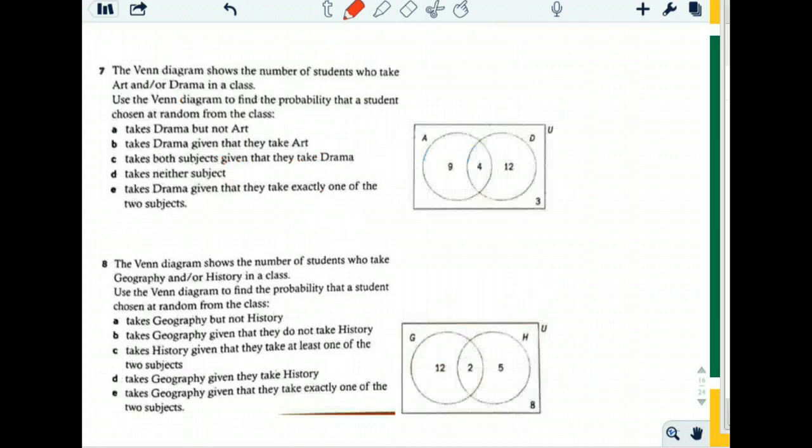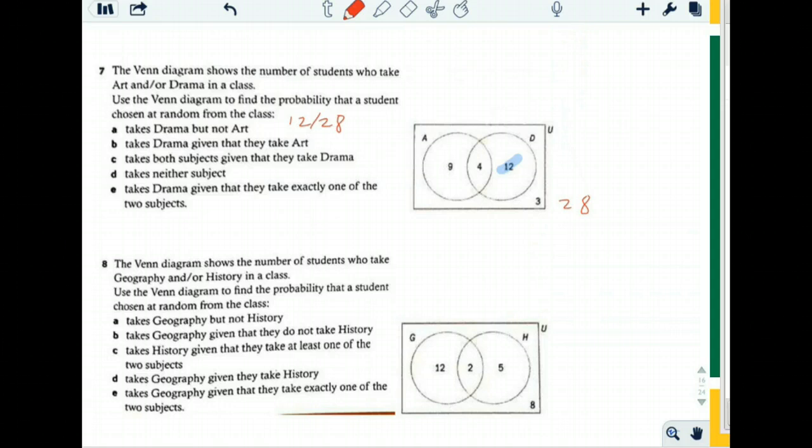Number 7, the Venn diagram shows the number of students who take art and or drama in a class. Use the Venn diagram to find the probability that a student chosen at random from the class takes drama but not art. So drama but not art, that would be 12 out of a total of 28. So the total here is 28. So we'll say it's 12 out of 28.